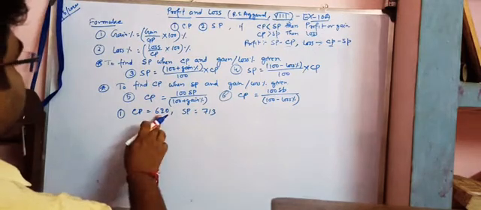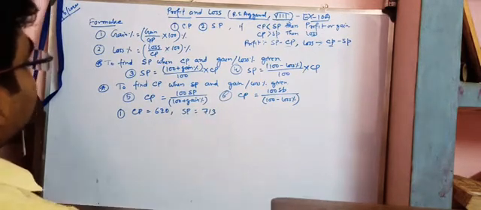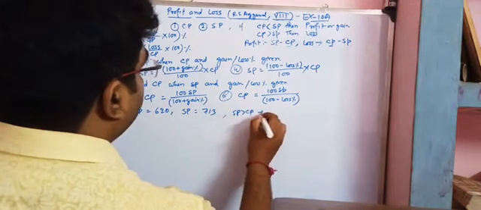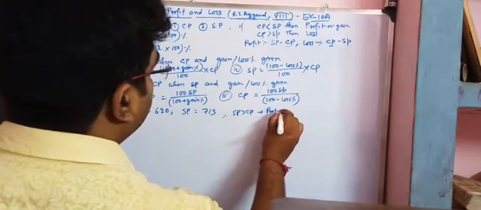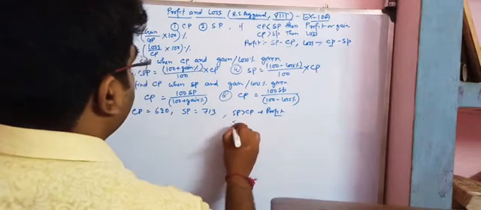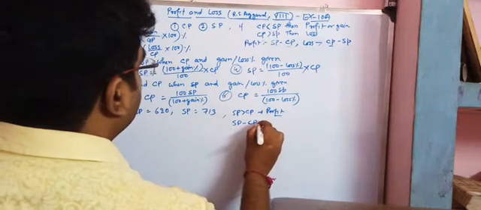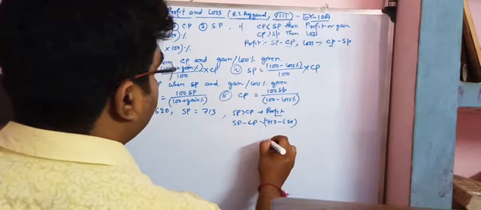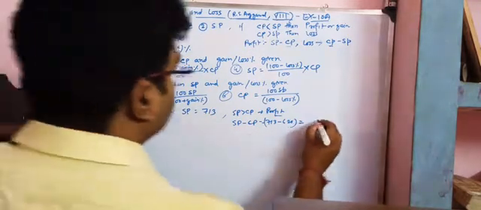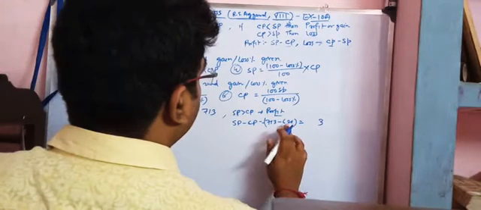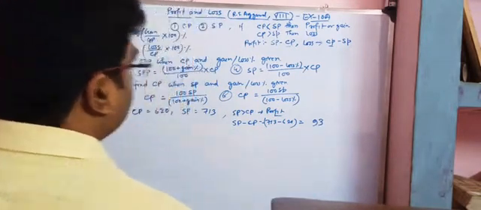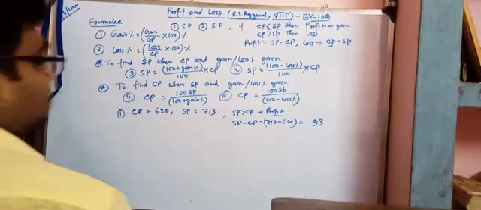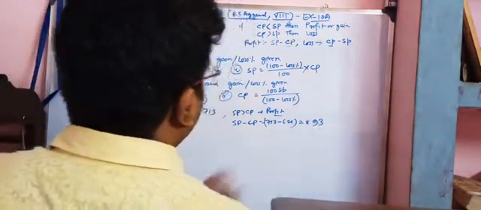Now here CP is 620 and sale price is 713. So here SP is greater than CP, that means profit. Now what is my profit? SP minus CP, that means 713 minus 620. That is my profit, so rupees 93 is my profit.